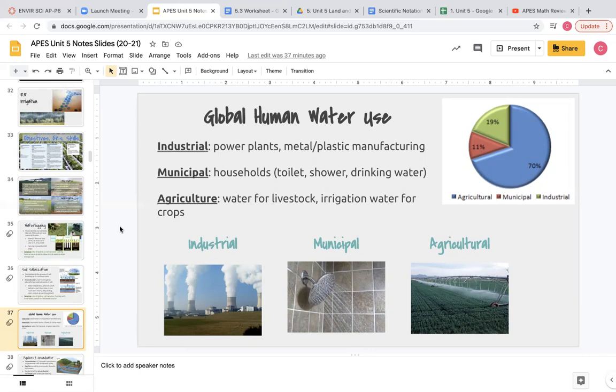The biggest user of our water is actually agriculture, and that is water that they give to the cows, horses, chickens, and irrigation for the crops. Of course, you can imagine that irrigation does take a lot of water. You see how big those fields are. Each plant needs water. So that is a very, very big user of our water at about 70%.